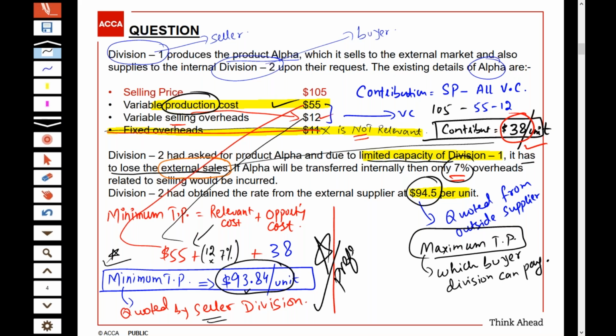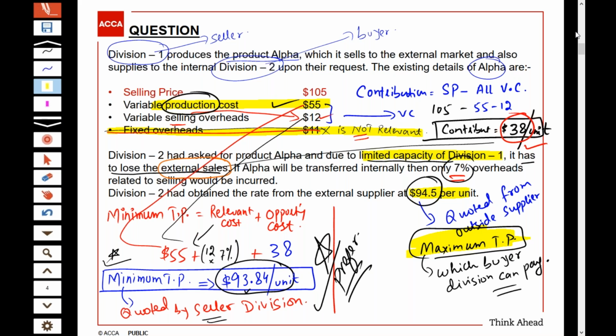Obviously you will prefer internal transfer. This is the maximum transfer price which the buyer division is ready to pay, because first of all you went to the market, you obtained the rate from the external vendors, they quoted you 94.5, and you made up your mind that this product is worth 94.5 in the market. Then you came to me, your internal division, and I will be quoting 93.84, and obviously you will prefer this internal transfer.